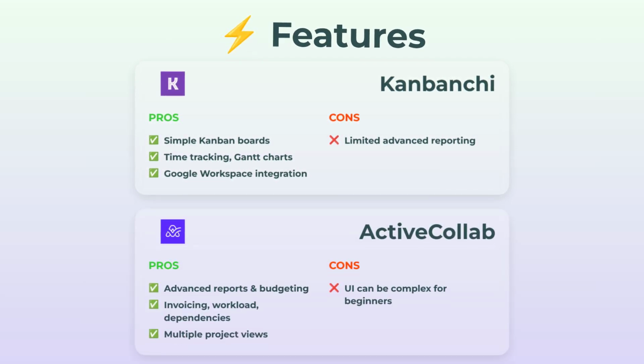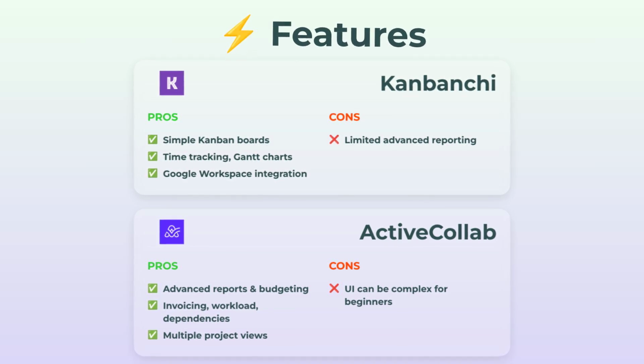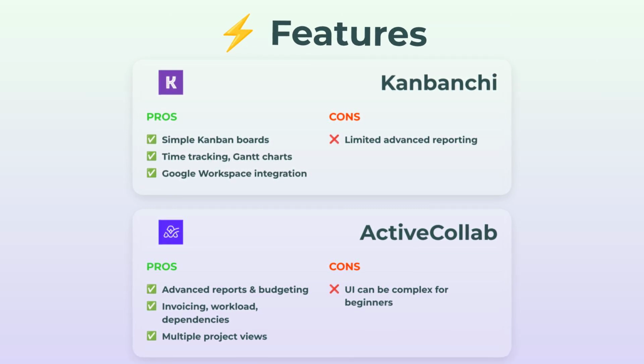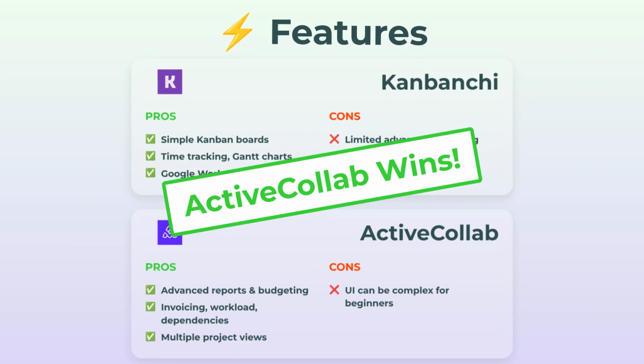On the other hand, ActiveCollab, oh, and here's something cool. They pack in serious stuff, budgeting tools, invoicing, project dependencies, and you can view your project in a ton of different ways. The interface may be a bit much if you're new, but honestly, for features, ActiveCollab takes the crown.